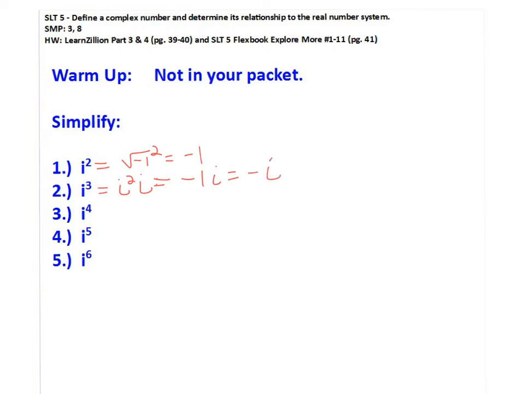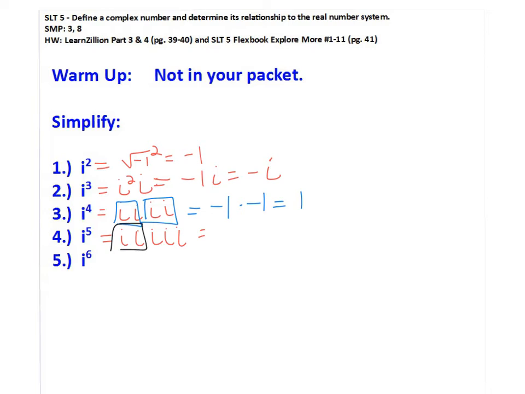i to the fourth, let's see, if I write that out, that's 1, 2, 3, 4 i's. Here's an i squared and an i squared. So -1 times -1 is +1. You can do the same thing for i to the fifth: 1, 2, 3, 4, 5.